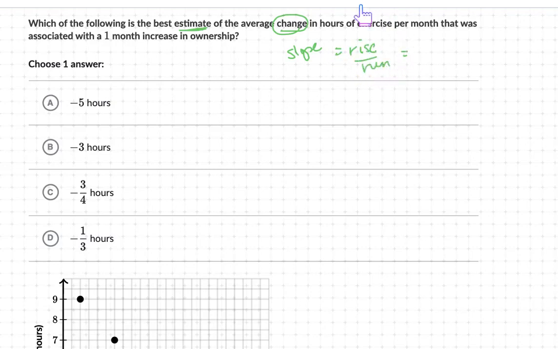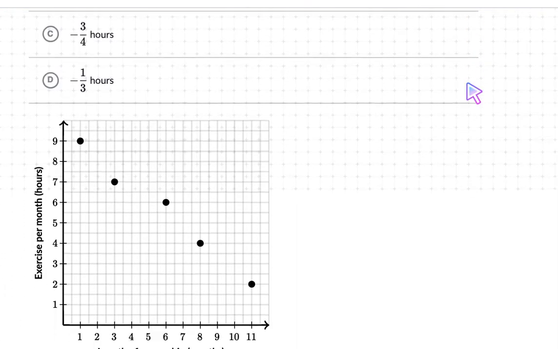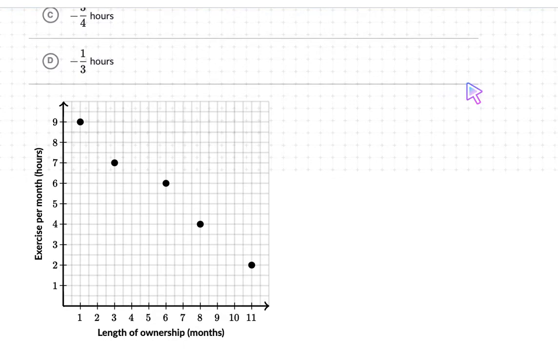So they should tell you what that is. Hours of exercise, so exercise hours, exercise time, how about that? Per month, that was associated with 1 month increase. So they want to know how much exercise time for every 1 month increase. So each additional month that you have this machine, how does the exercise time change? Okay, so go ahead and pause the video and try this one on your own first.